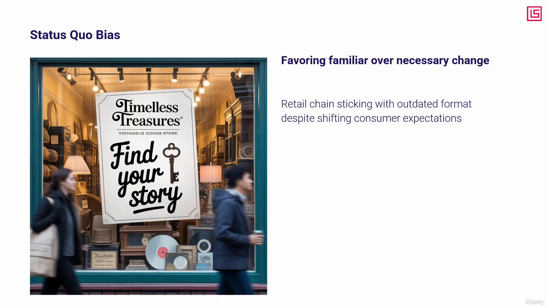Status quo bias is when decision makers favor keeping things the same, even when change is needed. It shows up as a preference for familiar routines and resistance to new approaches. For example, a retail chain might stick with an outdated store format, citing tradition, despite shifting consumer expectations. Strategic thinking requires continual questioning of default choices.